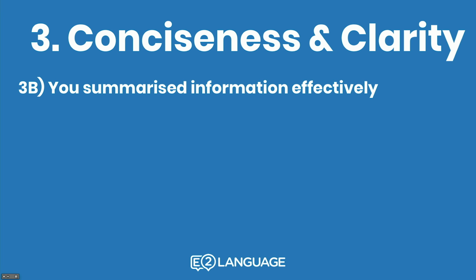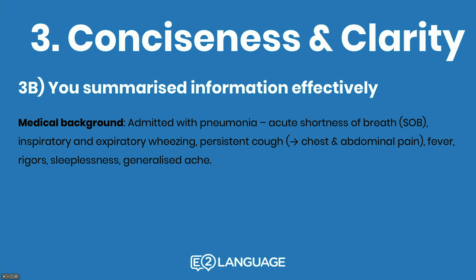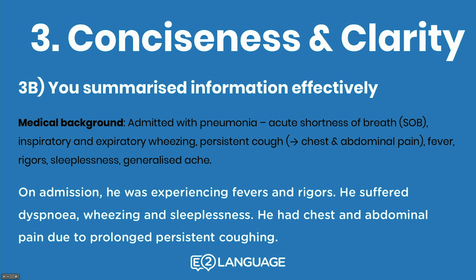Cool. 3B, you summarized information effectively. So for example, look at these case notes here. Okay, so medical background: admitted with pneumonia, acute shortness of breath, inspiratory and expiratory wheezing, persistent cough, chest and abdominal pain, fever, rigors, sleeplessness, generalized ache. Let's summarize this effectively. On admission, he was experiencing fevers and rigors. He suffered dyspnea, wheezing, and sleeplessness. He had chest and abdominal pain due to prolonged persistent coughing. That's good.